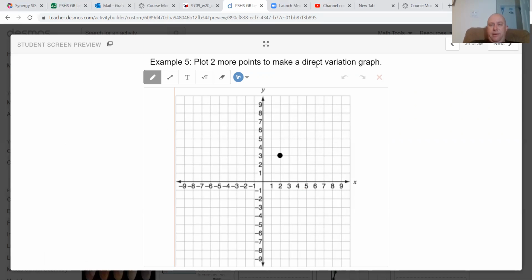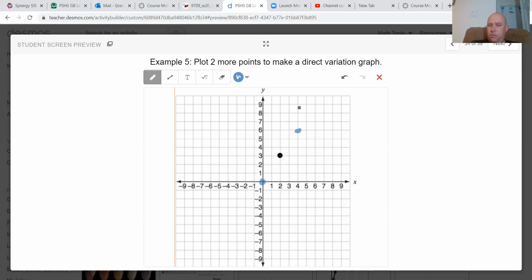Now, 2 more points to make a direct variation graph. So we've got a little sketch pad on here. To make it direct variation, we know it has to go through 0, 0. So that should be the first point that you plot. And then to make a straight line, we've just got to follow this same pattern. So just count the squares here. You can see it goes up 3 and across 2. So do the same again. Go up 3 and across 2. And that would actually be enough for this question.